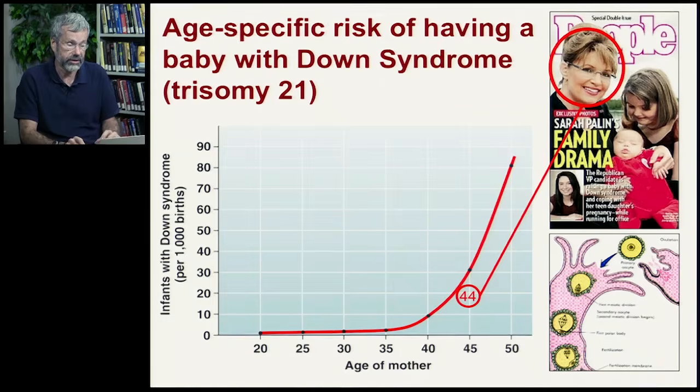After that very, very long wait, it just seems that these aging oocytes are less likely to show the proper distribution of each chromosome from the tetrads into the sister chromatids into the haploid eggs. And so with Sarah Palin, she was 44 when she gave birth to her child with Down syndrome. So it's a definite problem in older women.